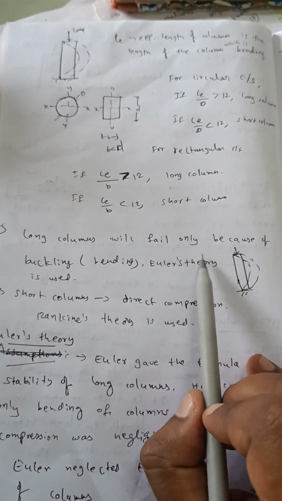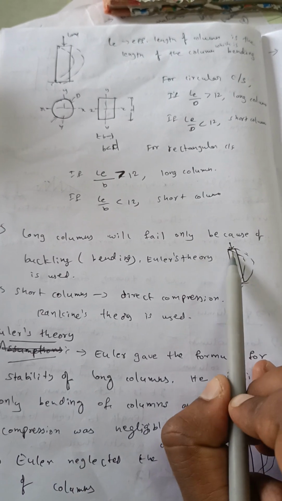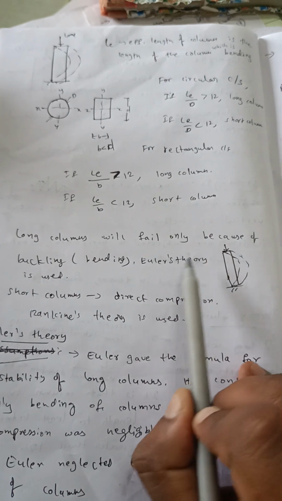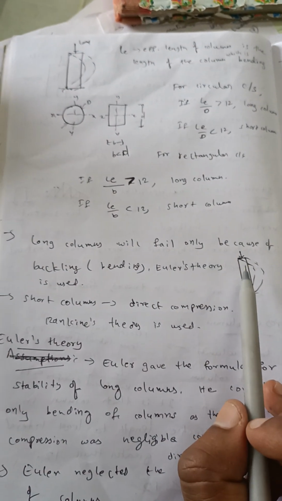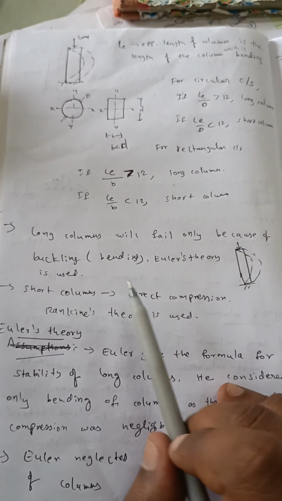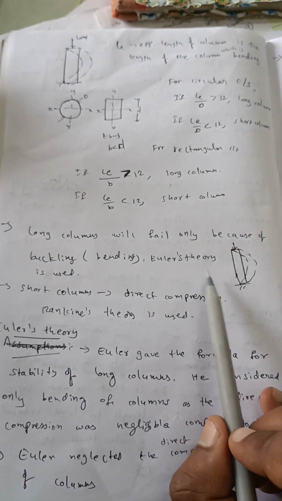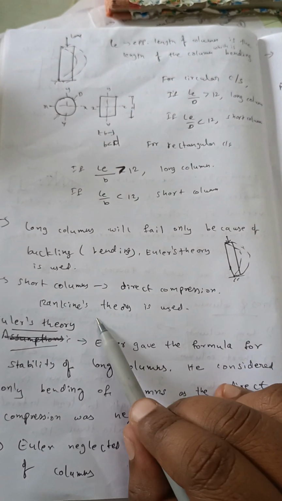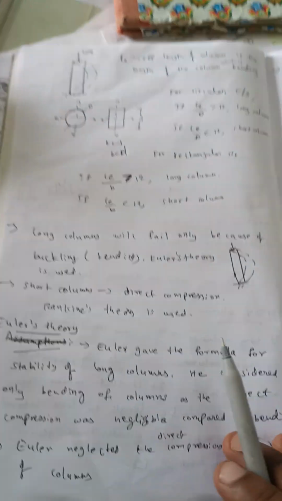Now, long columns will fail only because of buckling, because of bending. For this, Euler's theory is used to calculate the buckling load. What is the buckling load? The load at which the buckling starts is called the buckling load. Short columns will fail only because of direct compression. Rankine's theory is used for short columns.